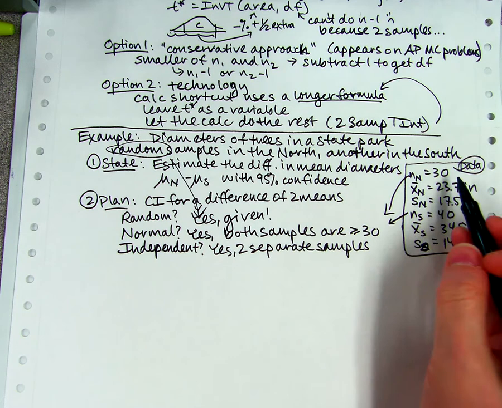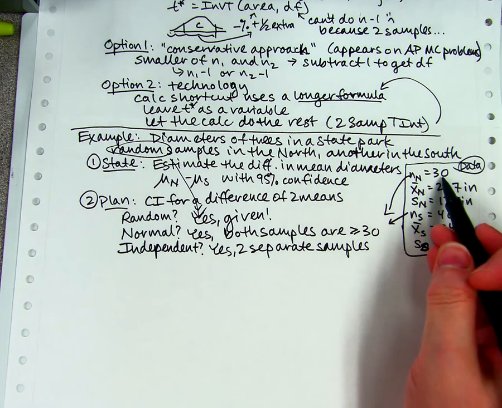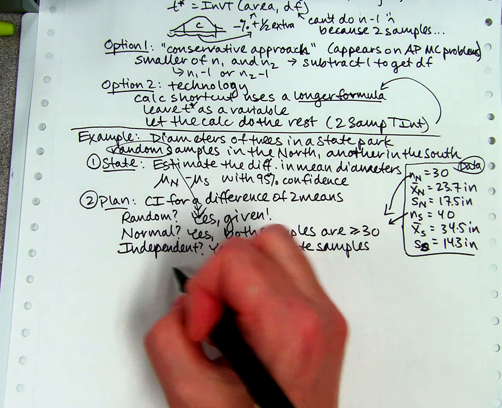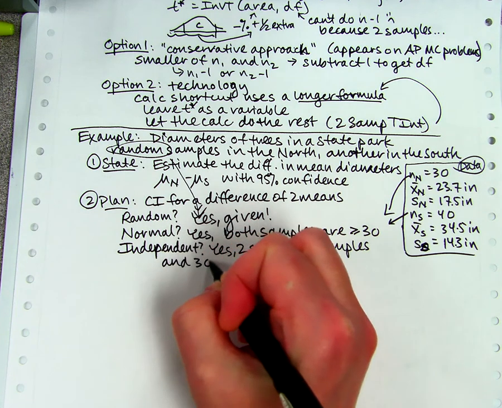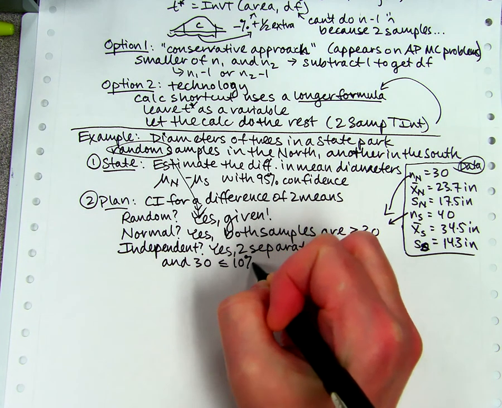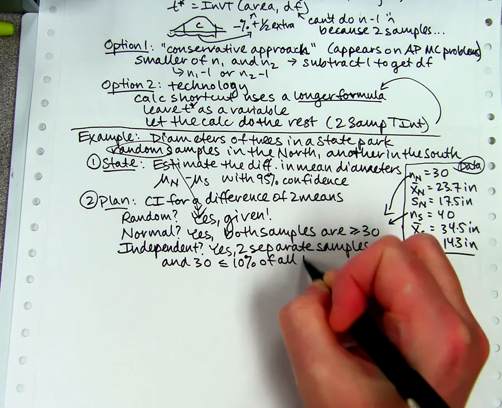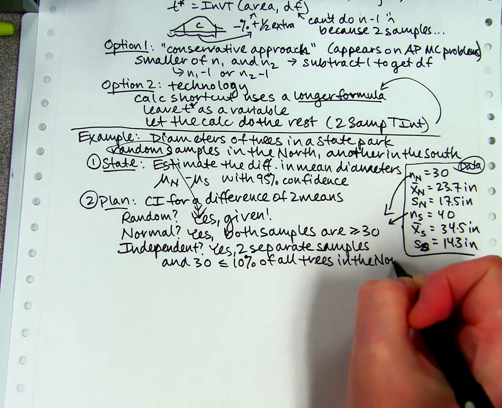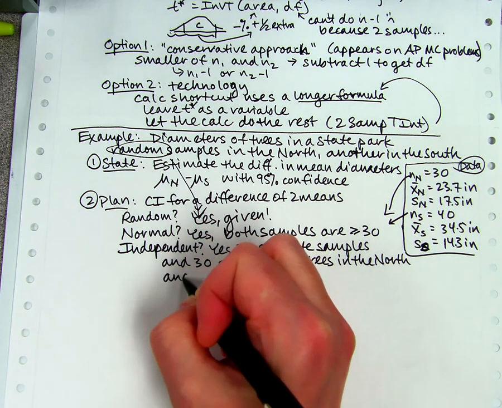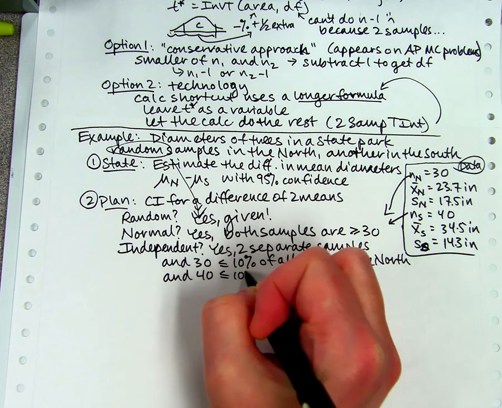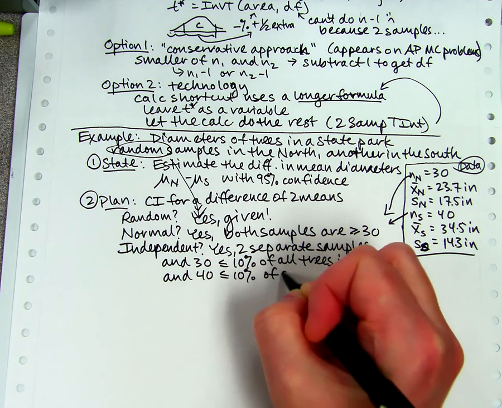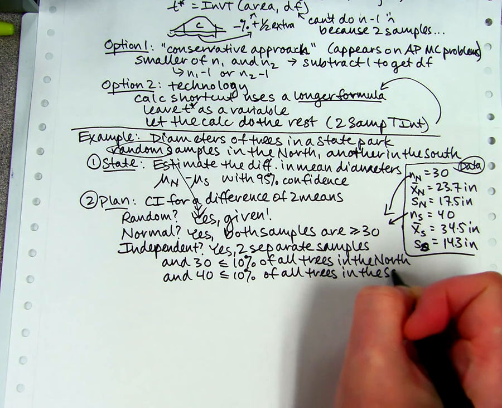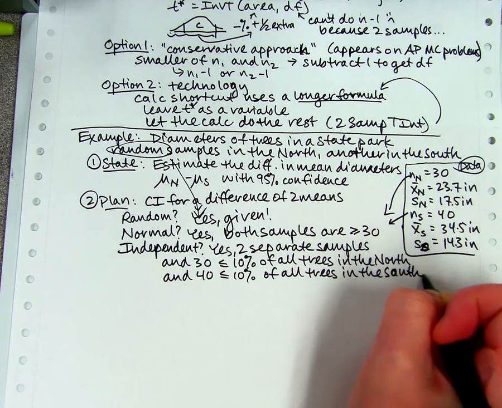And I'm going to say in a state park, it's pretty safe to assume that there's at least 300 trees and 400 trees in the 2 halves of it. So I'm going to say, and 30 is most likely less than 10% of all trees in the north half of the park, and 40 is less than 10% of all trees in the south. That's where we did this with lesson 10.1.